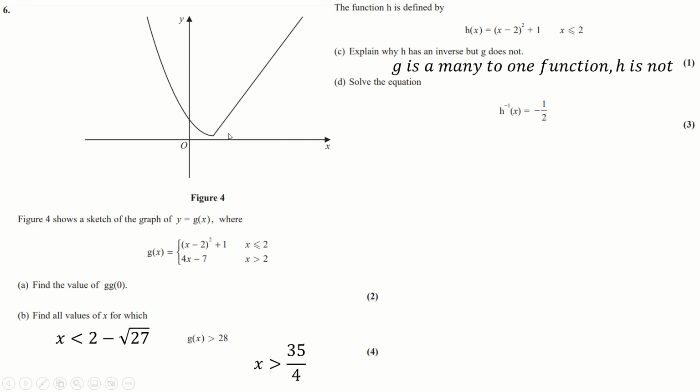So, for example, here you get to a y value of this, which is the same as if you input this x value here, you get to the same y value. Whereas H doesn't do that. There's only one. It's a one-to-one.